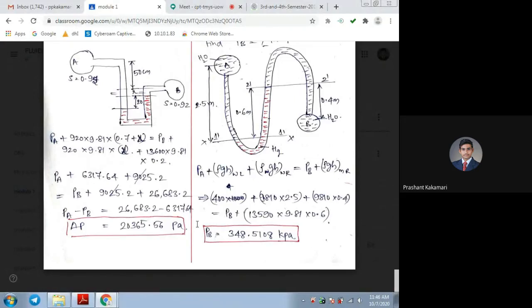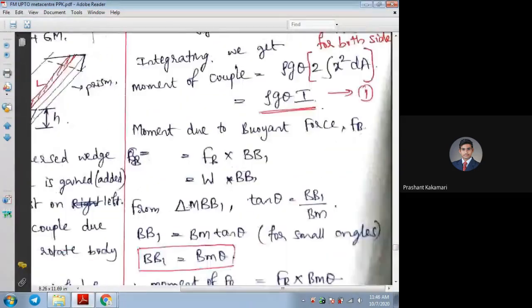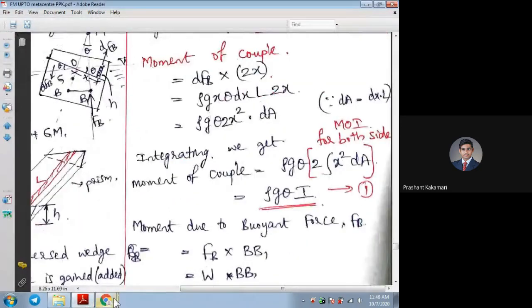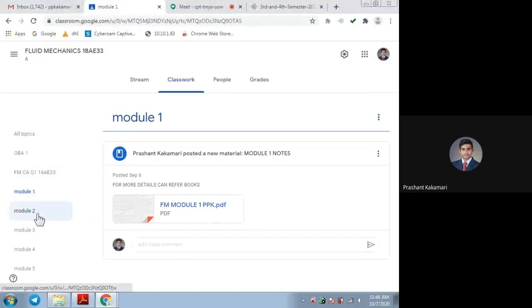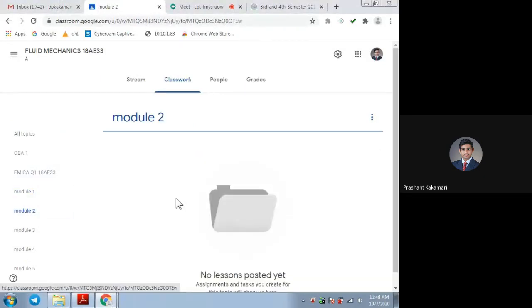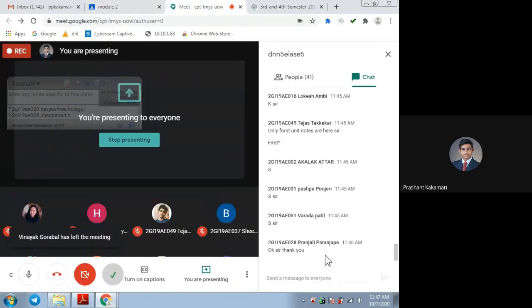So today I'll share this file. Okay, I'll share it right now. Wait. Module 1. Okay. Module 2. I will split that file, and I'll prepare module 2 separately and send it. Okay, after splitting that PDF. Okay, thank you. Yes.